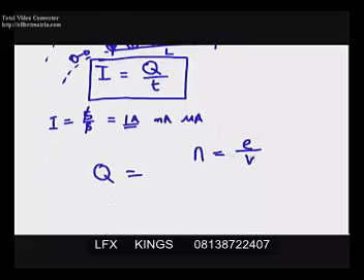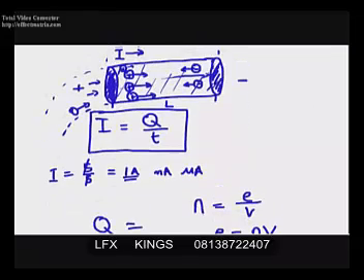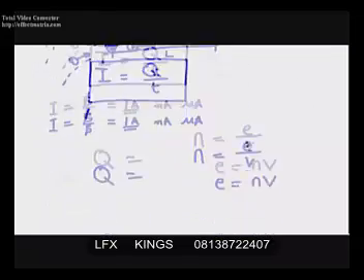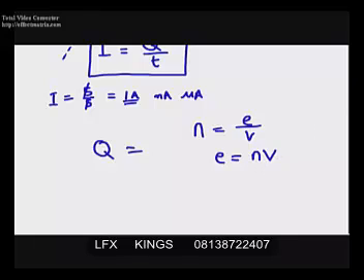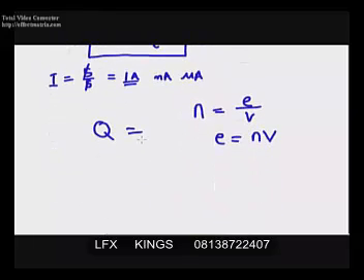So the total number of electrons would be equal to the electron density times the volume of the wire. So the total electrons in this volume of wire is equal to n multiplied by the volume of the wire. But we are actually trying to get the total charge in the wire, not the number of electrons.